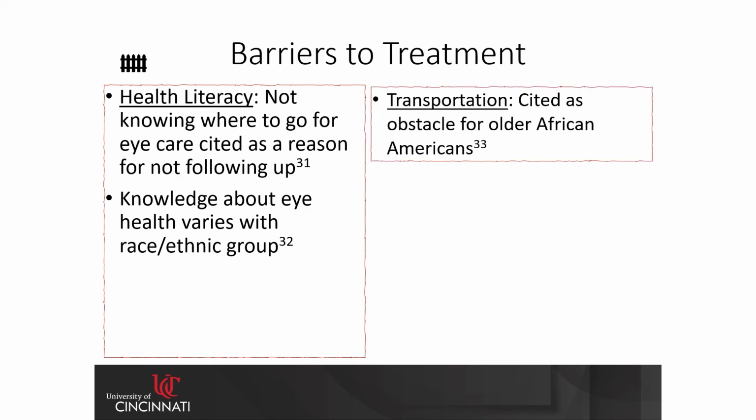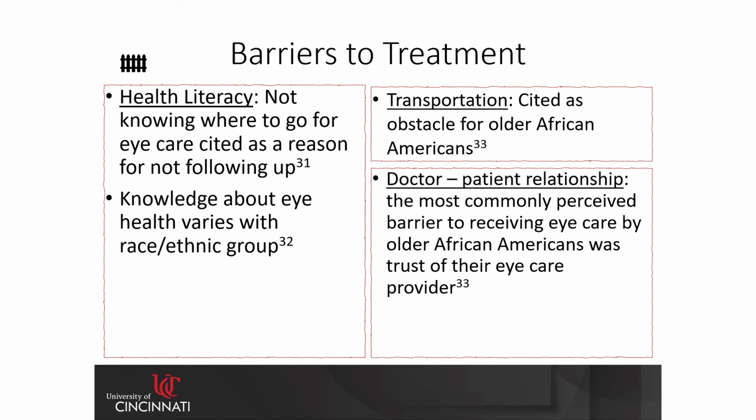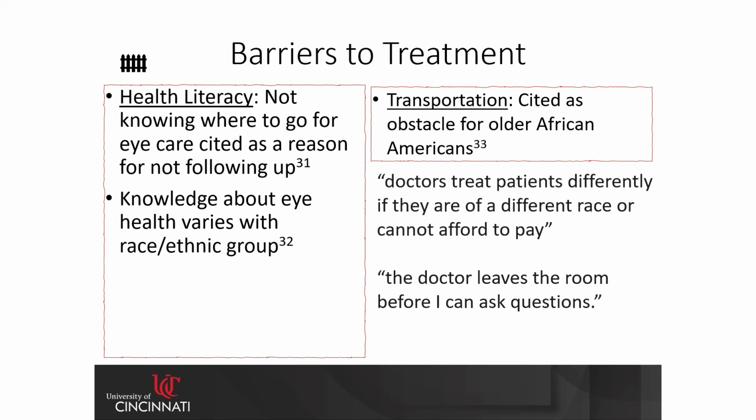The next barrier to treatment I would like to mention is transportation. This was listed as a large obstacle to receiving regular eye care by older African Americans. Finally, trust of eye care provider was the most commonly cited perceived barrier to eye care by older African Americans, with direct quotes from study participants, such as "doctors treat patients differently if they are of a different race or cannot afford to pay, and the doctor leaves the room before I can ask questions."